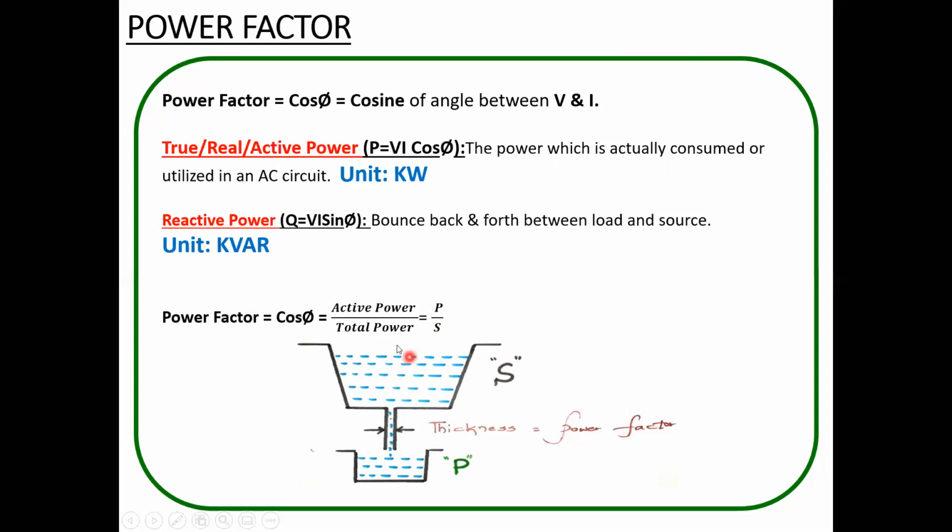Let us say we have so much water in a tank. From that tank we have a socket, and from that we can draw some water, maybe like this. This one is maybe active power. This one is total power. How much active water we can draw depends upon the thickness. If the thickness is less, we can draw less power in a specified time. If the thickness is more, we can draw good power in the same time. That's the main intention here.